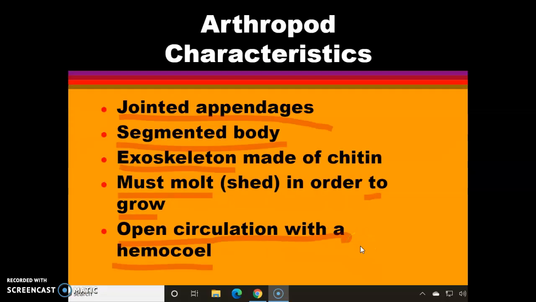Characteristics: they have jointed appendages, a segmented body, an exoskeleton, they have to molt to grow, and they have open circulation with a hemocoel, which means they don't have vessels. It's all inside the cavity. Their blood is just loose inside the cavity.